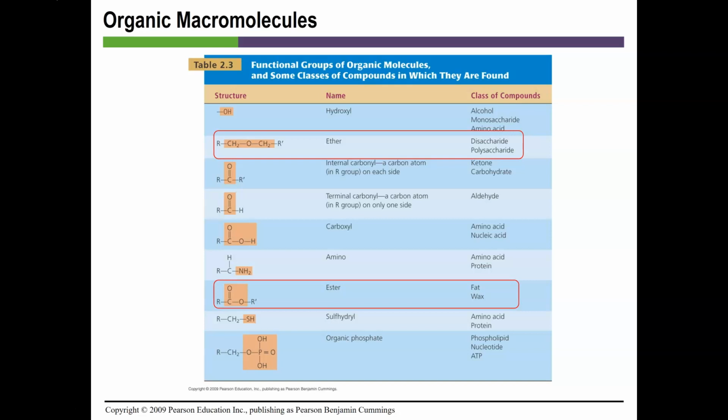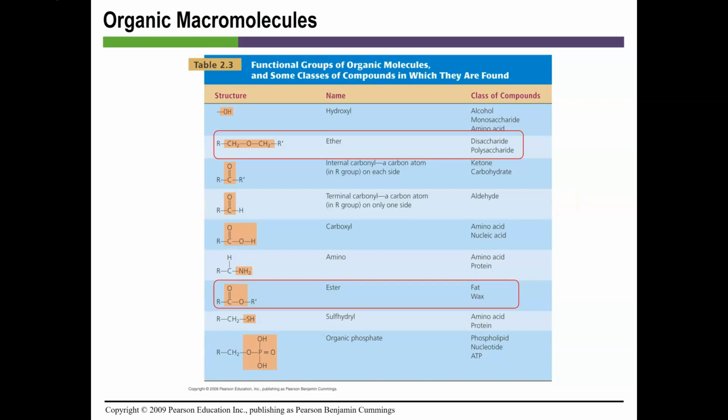This table is from your book, but I'm not going to spend time on it. I'm just drawing your attention to the fact that it does go through the different groups that we've just been talking about. The only thing is that we have not spent time talking about ethers or esters. I've chosen to just talk about the 6 that we covered in this previous section.